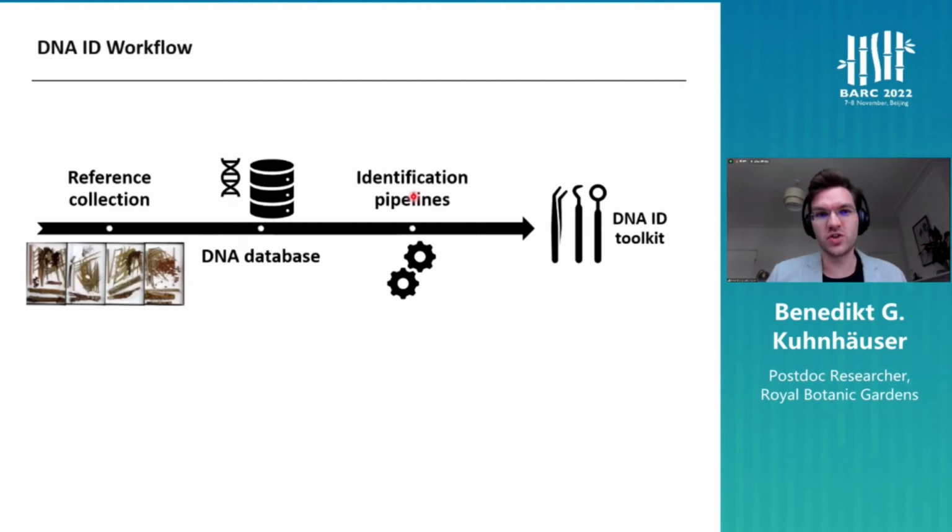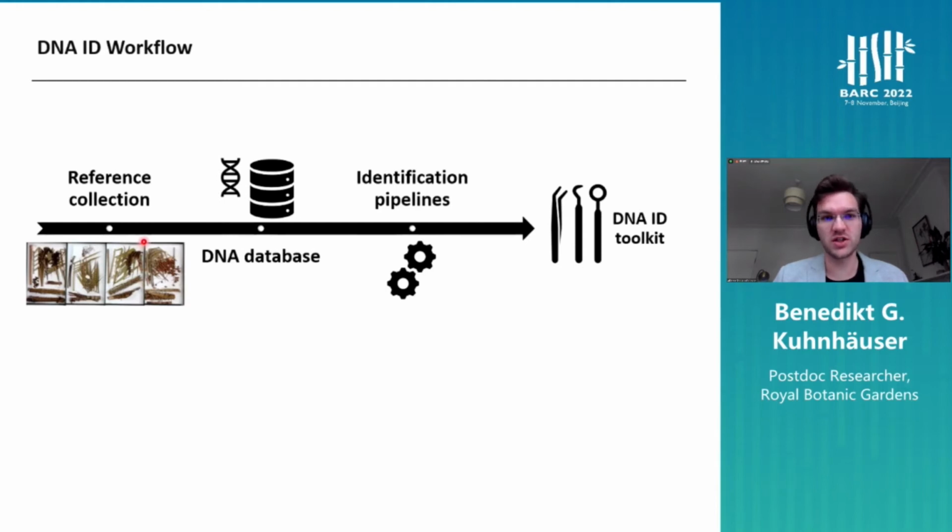So to change this, I'm developing a DNA identification workflow, or let's say a whole toolkit for that. It all starts with the reference collection. At the Royal Botanic Gardens Kew in the UK, we have one of the biggest rattan collections in the world, as dried herbarium specimens. And they all have been identified by experts. We have the material there in boxes. These are 4 examples that I collected myself in Borneo.